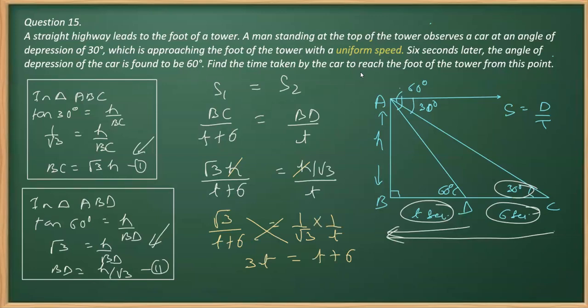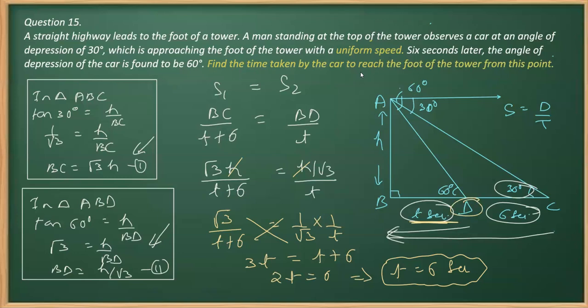As you can clearly see, on transposing we'll get 3T minus T, that is 2T, is equal to 6 seconds. That implies T is equal to 3 seconds. So this is what we had to get, that is the time taken from B to D. That's what the final question is. It says find the time taken by the car to reach the foot of the tower from this point. So this point they mean is D, right? Not C. That means the time taken from D to B. Since 2T is equal to 6, it will be 6 divided by 2, that is 3 seconds, which is the final answer.